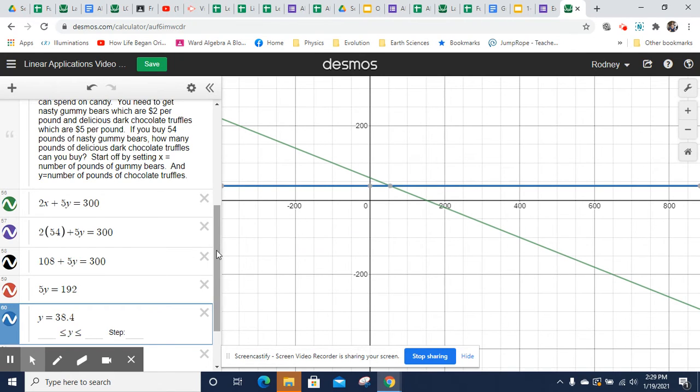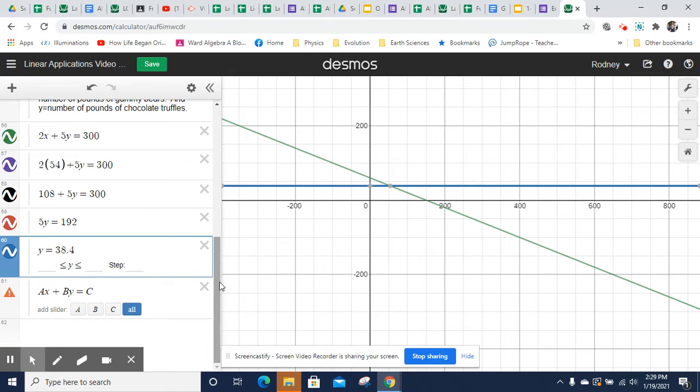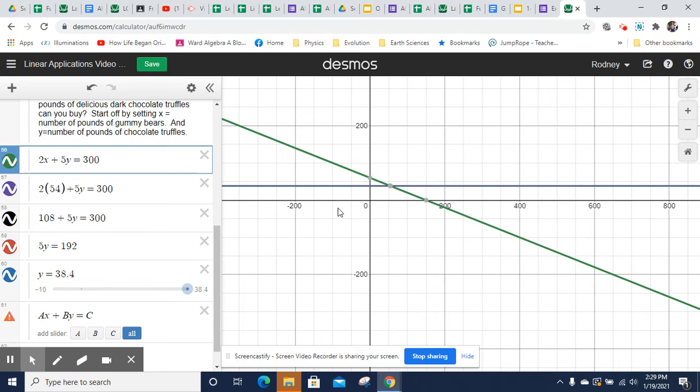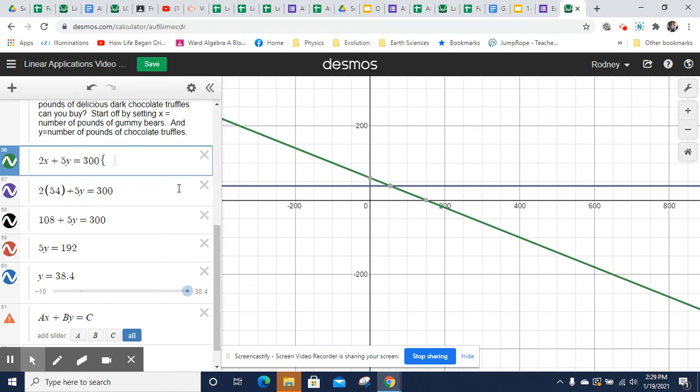disgusting, nasty gummy bears. Okay, now you might notice that this graph includes negative values for X and negative values for Y here. So we probably ought to restrict this. So I'm going to go ahead and do that. I'm going to say that I can either restrict X or I can restrict Y. I'll say X is greater than or equal to 0. And here's a thing you can do, by the way, on Desmos. We can set up another restriction. I'll say Y is greater than or equal to 0.